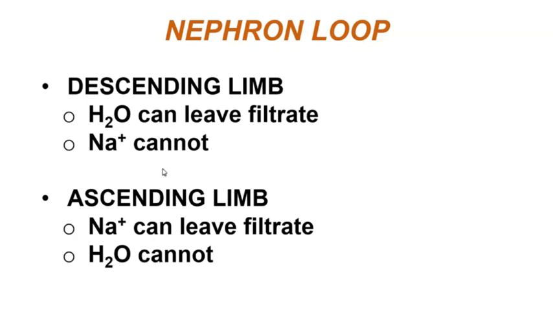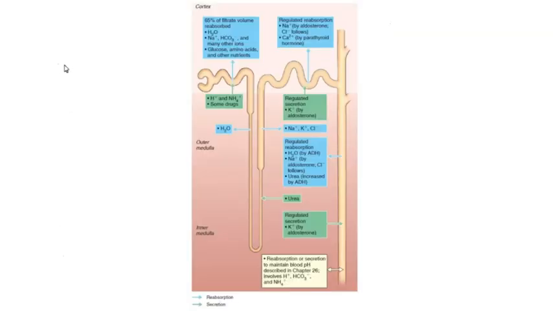Now, this may seem like an unusual configuration, but when we discuss how really concentrated urine is formed, we're going to see that the nephron loop and the different regions of the nephron loop and their permeabilities are really important in that process. So this may seem like initially kind of an unusual configuration, but we'll see why it's important later on. So the thin segment here of the descending limb is permeable to water.